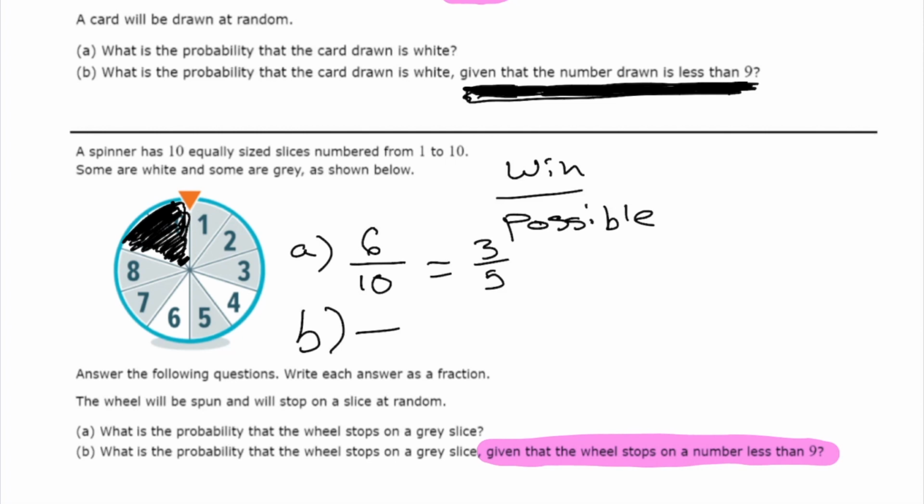It wants a gray slice again, so a gray slice is still a win. We still have 1, 2, 3, 4, 5, 6 gray slices. And this time we only have 8 slices left. That must mean my final answer simplified would be 3 over 4.